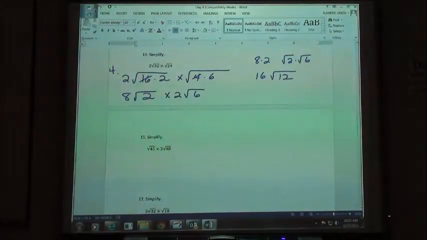Now at this point, we may or may not be done. What we have to do is look at that square root and decide, can we simplify it further, or do we have to leave it like it is? 12 does have a factor that's a perfect square, so we can keep going to simplify this problem further. So we're going to do that.